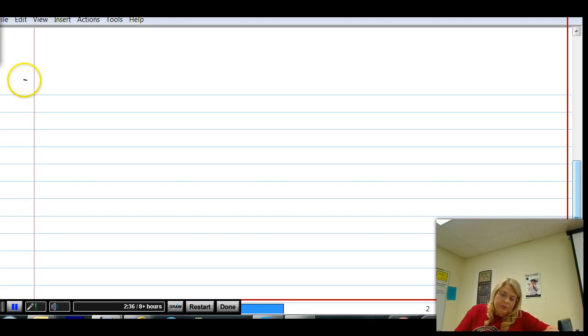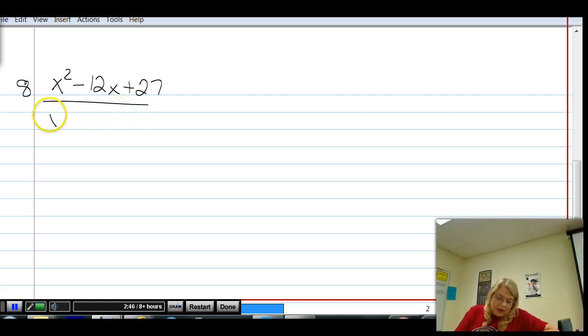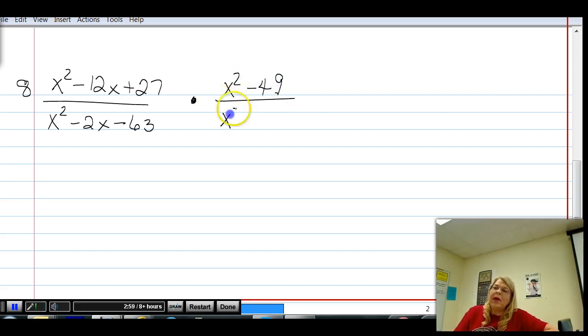Question 8. X squared minus 12x plus 27 over x squared minus 2x minus 63. And then I want to multiply to that x squared minus 49 over x squared minus 9. I have to factor each of the pieces. I can multiply and then reduce, or I can reduce and then multiply. With these numbers, it's usually easier to reduce and then do my multiplication.